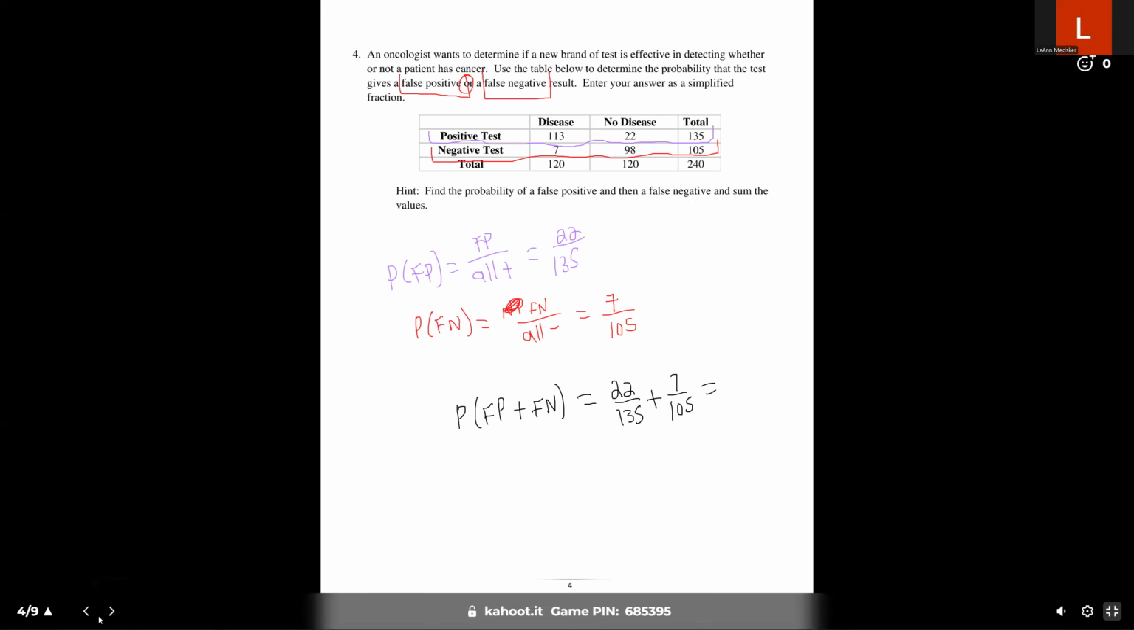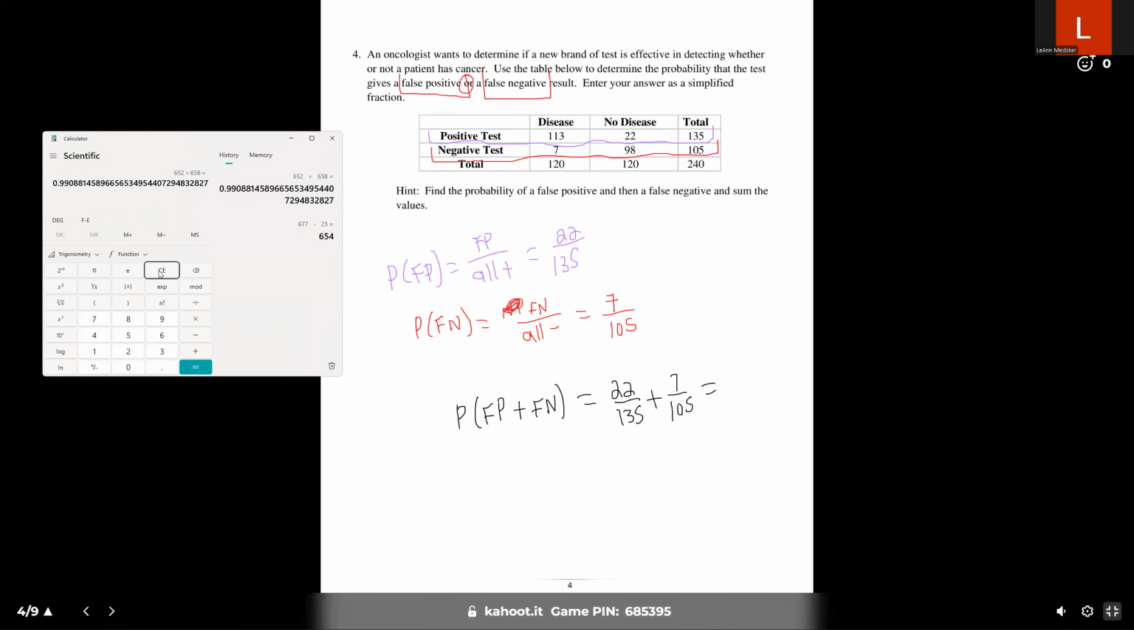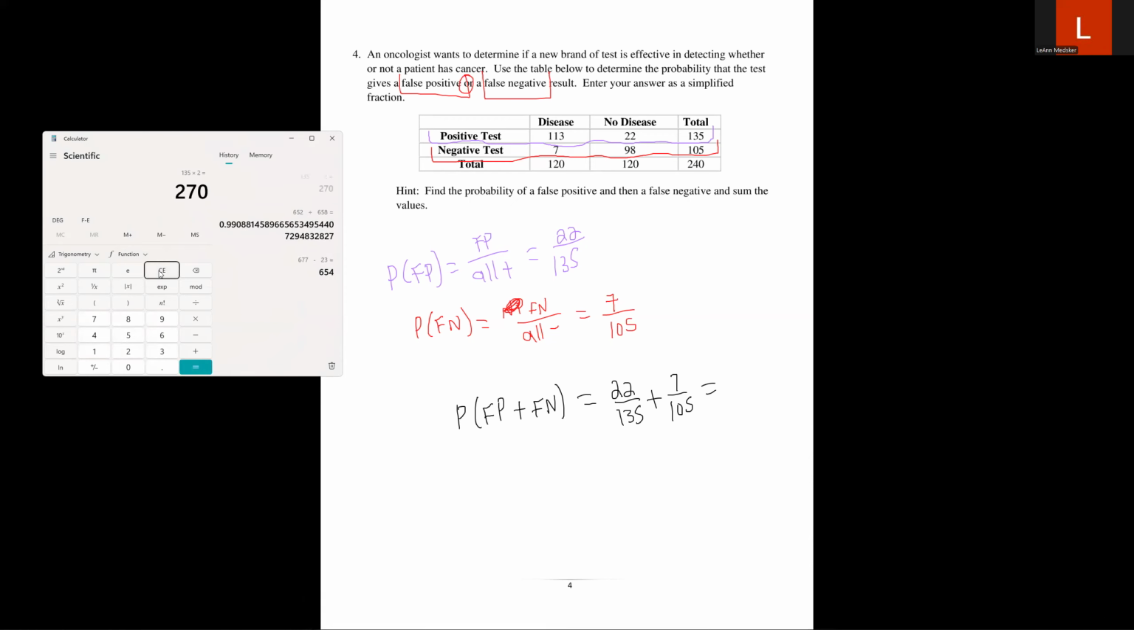I'm not sure if I can do this on the calculator. I know I can't do it on this calculator, but I can try and find a common denominator. 135 times 2. I'm just checking to see if any of these are divisible. Is that divisible by 105? Nope. Because I could multiply them by each other, but that's going to make it really big. There we go. So they both go into 945.